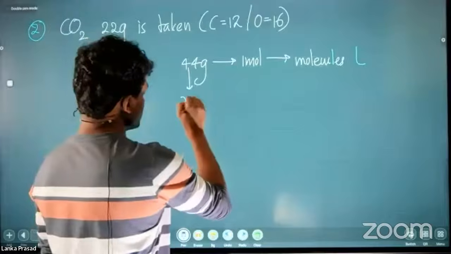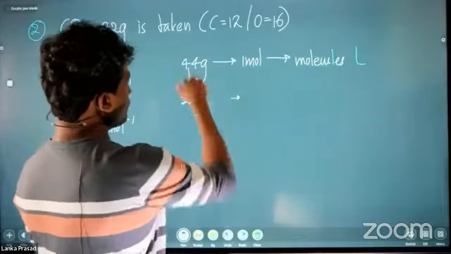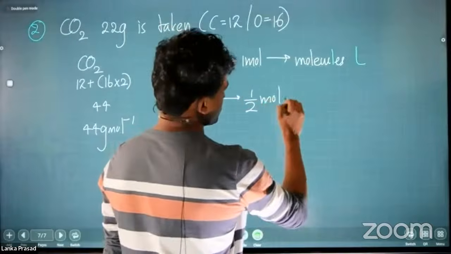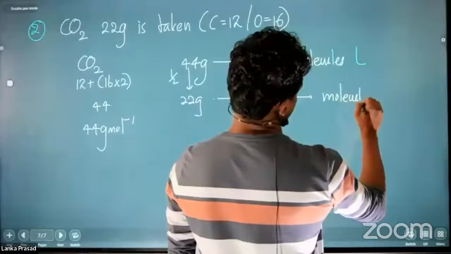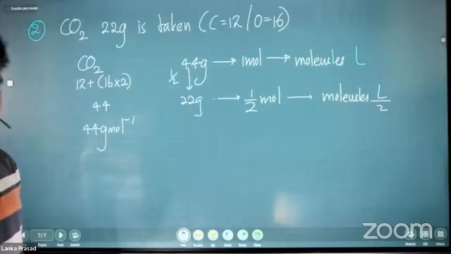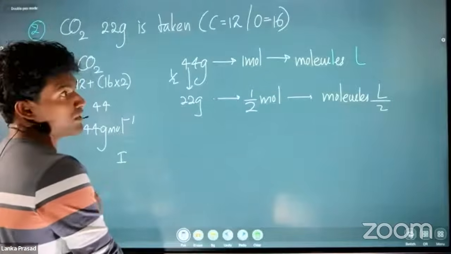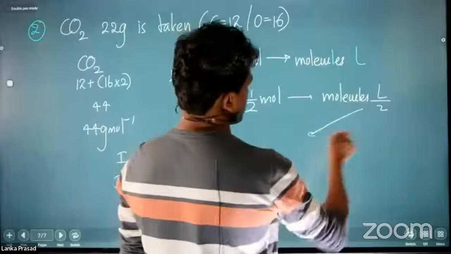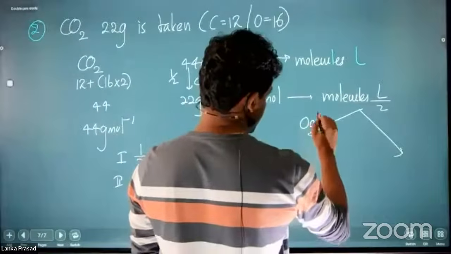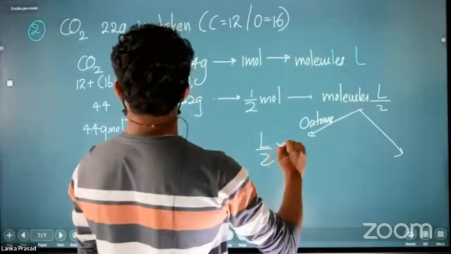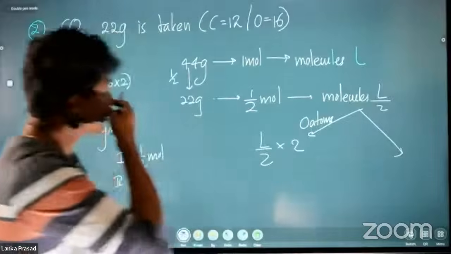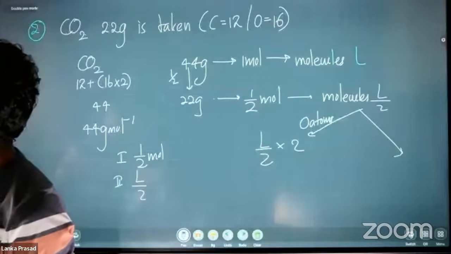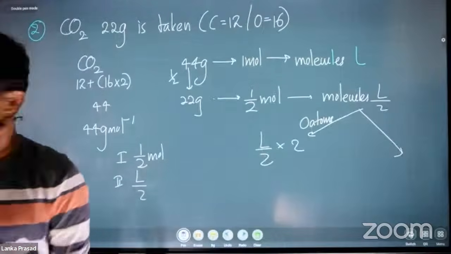Now you have taken 22 grams. Among 44, 22 is half of that. That means that one contains half a mole. Half a mole means how many molecules? A divided by 2. If you want to find O atoms, A divided by 2 times 2. And if you want the total number of atoms, multiply by 3. Do you understand? Yes or no? Okay, right.